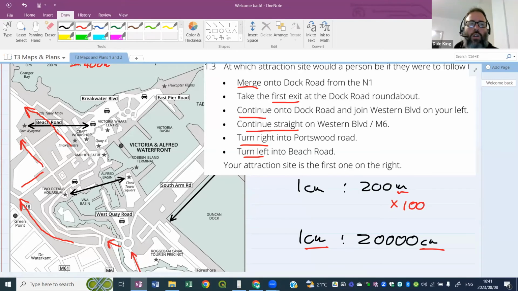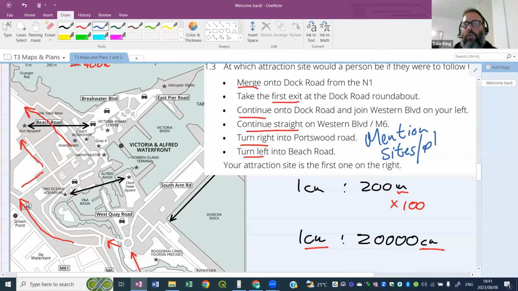You can also, remember this, mention sites or places that you pass. So you could say you're passing the aquarium on the right, or you're passing a church on the left. Go past the church on the left. Go past this on the right. And that'll help the person understand exactly where they are. So use these words and mention places that you're going past or that you can see.